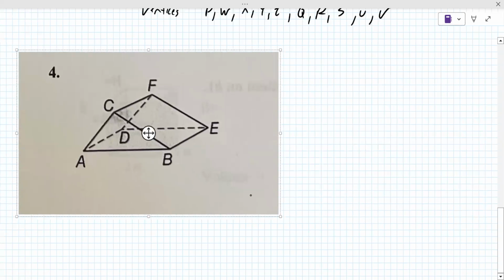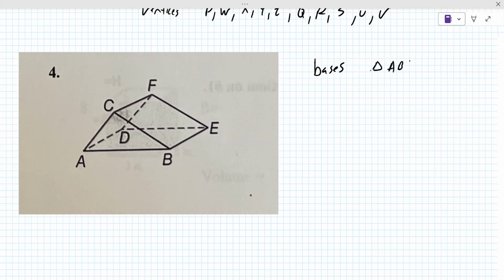The bases are the triangles. And you can see that the triangles are parallel to each other, and they're connected by a parallelogram. So it would be triangle ABC, triangle DEF. The faces come next.